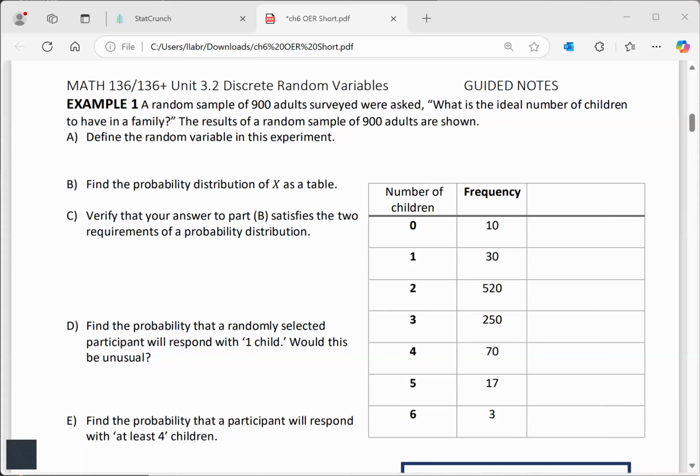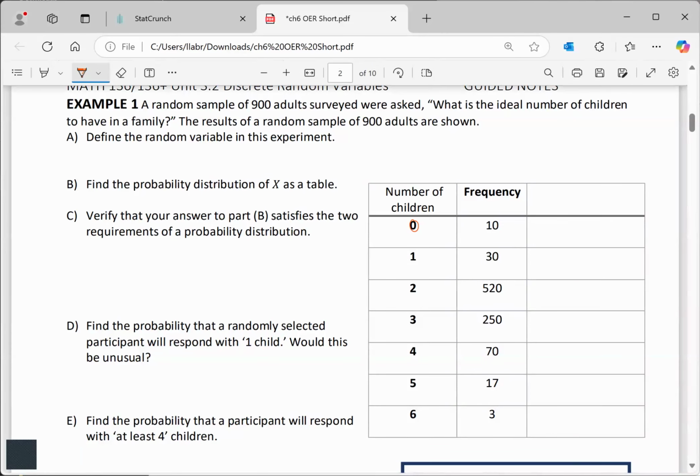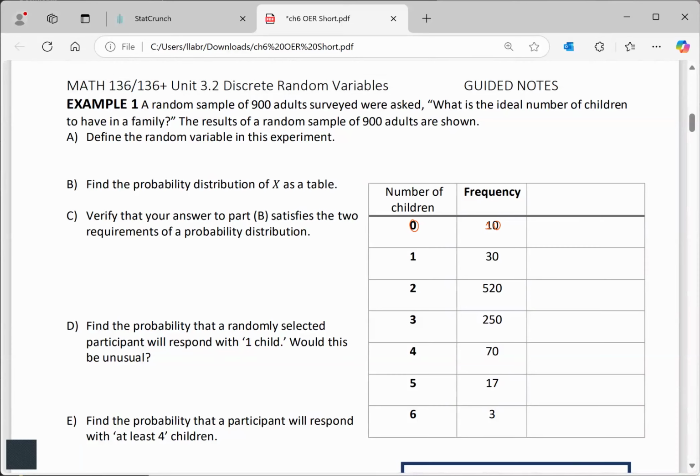So notice we know the total number is 900, and the results are here. In other words, the number of children, somebody said 0, that was 10 individuals. Number of individuals who said 1, that was observed 30 times, so that's the frequency. And we can see that the highest number that somebody responded with was an interesting number of 6. Notice that they said ideal, not how many you want, but what's the ideal number of children, whatever that means.